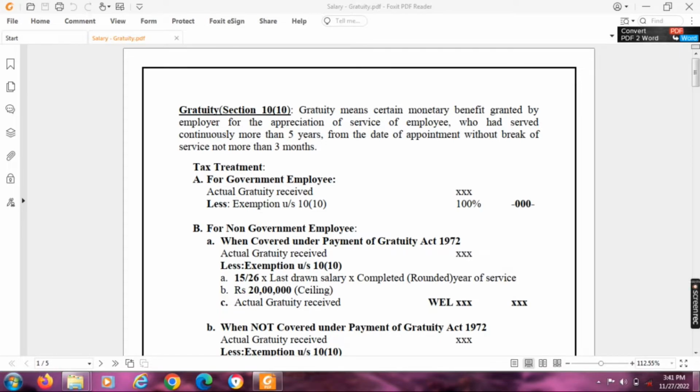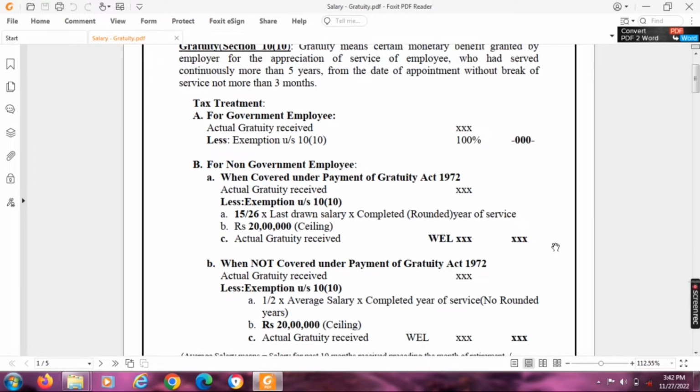When, as the second option, gratuity is not covered under the Payment of Gratuity Act of 1972, the tax provisions change. Actual gratuity received less exemption under Section 10, Subsection 10, that means 15 by 30 into average salary. What is average salary? Average salary means the salary for the past 10 months preceding the month of retirement, divided by 10 months, into completed years of service, with no rounded off years. It's the main difference between covered and not covered under the Payment of Gratuity Act.